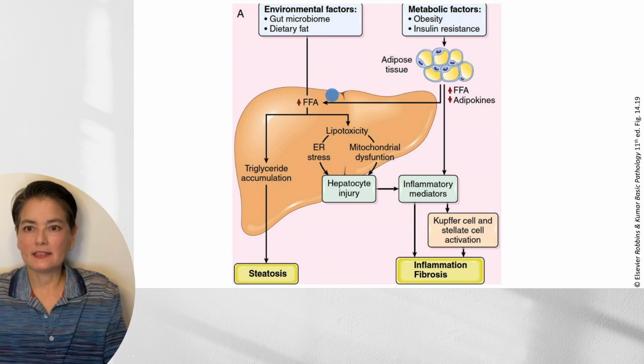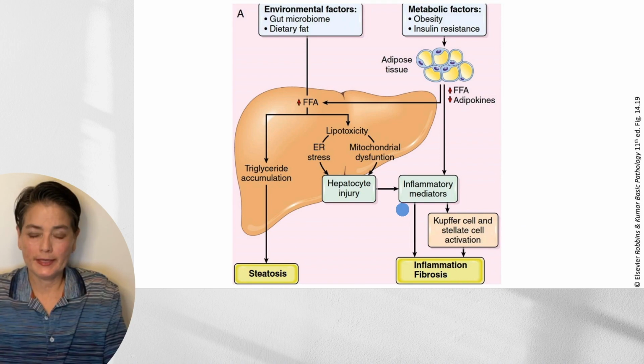These free fatty acids again will enter our cycle here, and this brings us also to our lipotoxicity from these free fatty acids that can lead to endoplasmic reticulum stress as well as mitochondrial dysfunction, leading to hepatocyte injury. With this injury, we're going to get inflammatory mediators, activation of our inflammasome. With this, we're going to get Kupffer cell and stellate cell activation. Our inflammatory mediators as well are going to contribute to our inflammation and fibrosis.